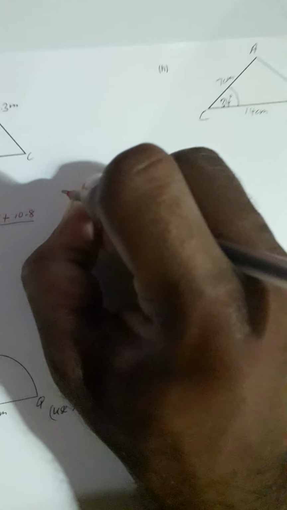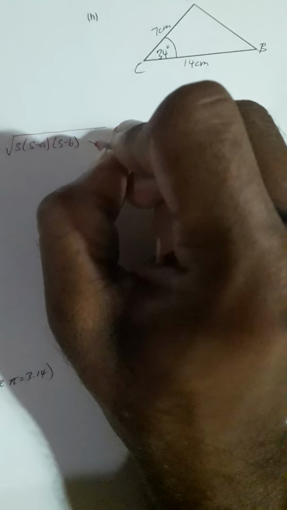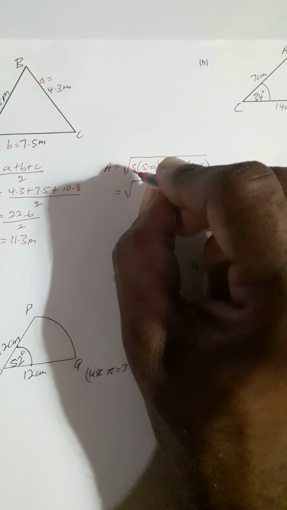So the formula, A equals the square root of S into S minus A, S minus B, S minus C. Good. So all we need to do is to follow the formula and substitute the values into the formula. So the first thing we see here is S, and we know that S is 11.3.